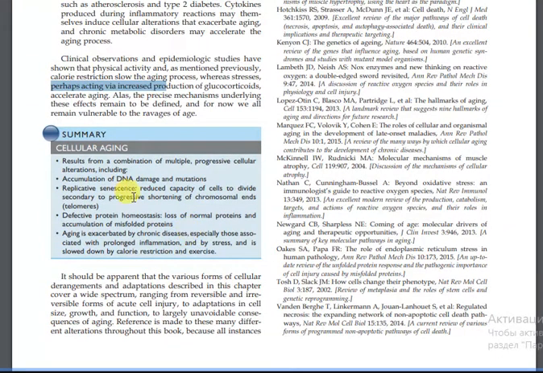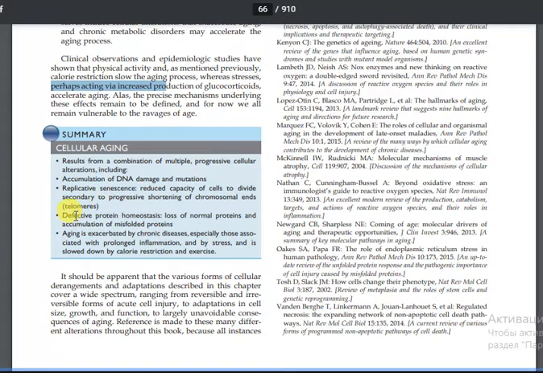So let's talk about summaries. Actually, the lecture is going to stop. Aging results from a combination of multiple progressive cellular alterations, including accumulation of DNA damage and mutations, replicative senescence, reduced capacity of cells to divide secondary to progressive shortening of chromosomal ends, telomeres, then defective protein homeostasis, loss of normal proteins and accumulation of misfolded proteins. And aging is exacerbated by chronic diseases, especially those associated with prolonged inflammation and by stress, and is slowed down by calorie restriction and exercise.